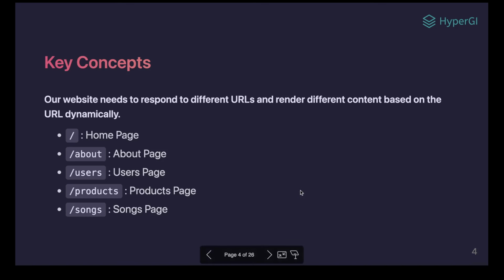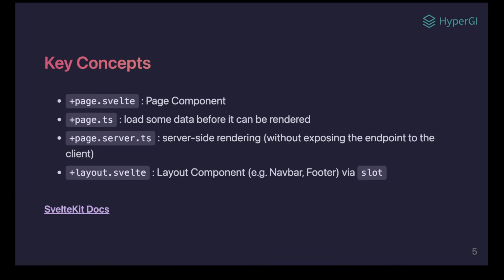So the key concept: our website needs to respond to different URLs and render different content in the UI dynamically. For instance, we have homepage, about, user, products, and for the different products, each product has a page. Then the page.svelte is the page component, and the page.ts loads some data before it can be rendered. And page.server.ts is server-side rendering without exposing the endpoints to the client. The layout we will not cover here because those 2 pages are enough.